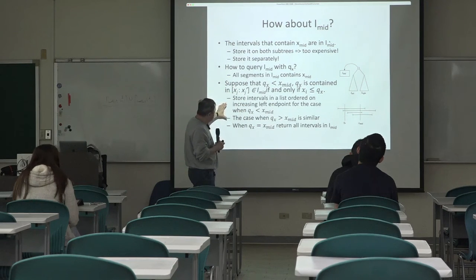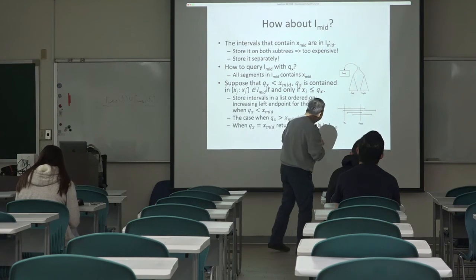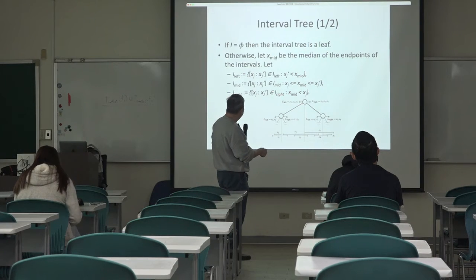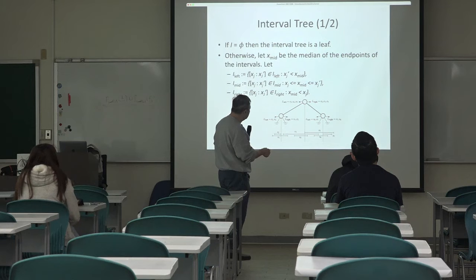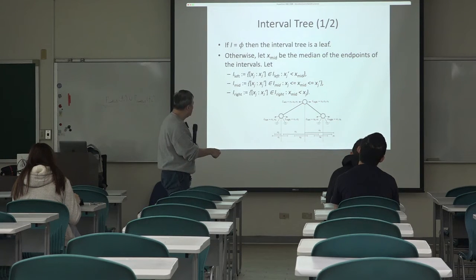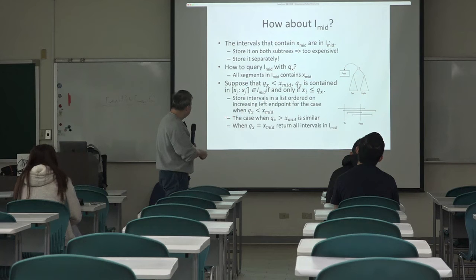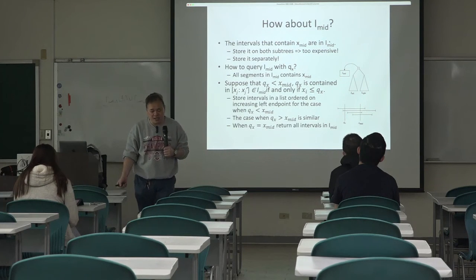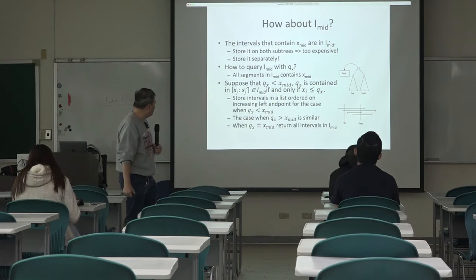Based on this discussion, we need L left and L right. We have to store the segments in I mid in two lists. The first list is sorted according to their left endpoint. The second one, L right, is sorted according to their right endpoint. The first one we use to deal with Qx smaller than x mid, and the second one to deal with Qx greater than x mid. The case when Qx equals x mid is very easy. We just report all the intervals in I mid, because all of them contain x mid anyway.